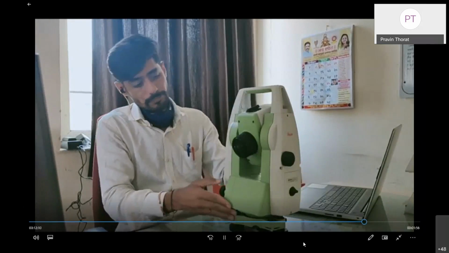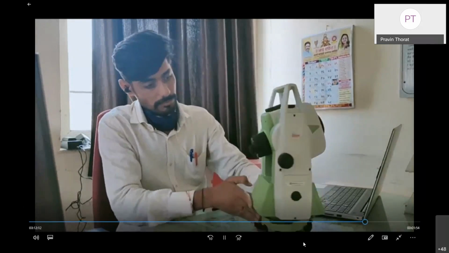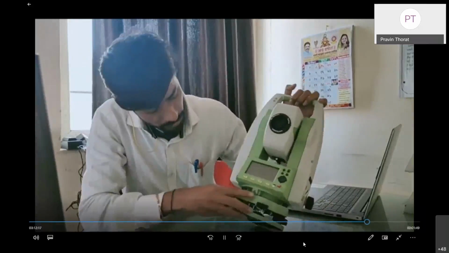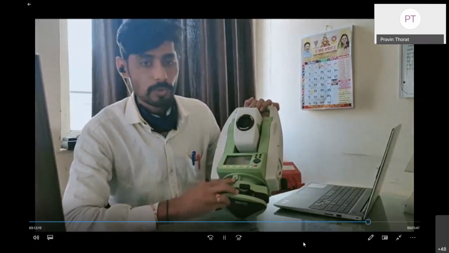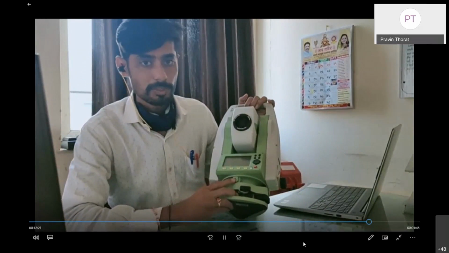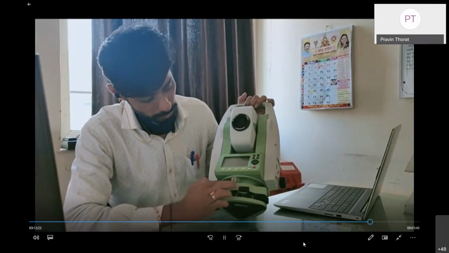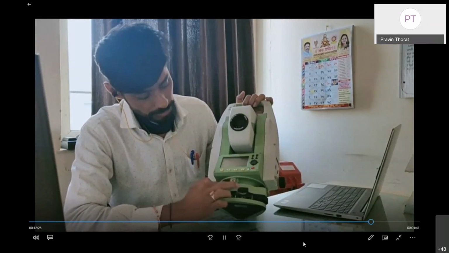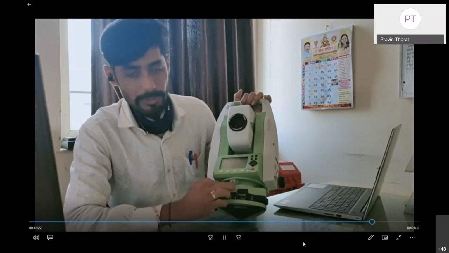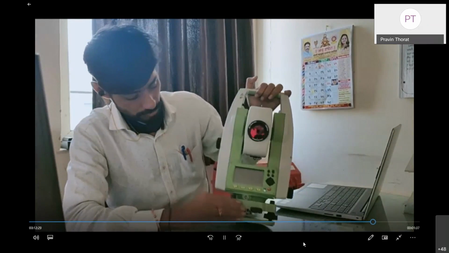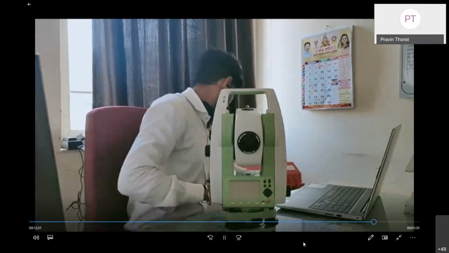Then we move towards some positions here. They provide a port for importing the data from the machine to the computer. This is for importing data from the instrument to the computer. Wire to be provided.